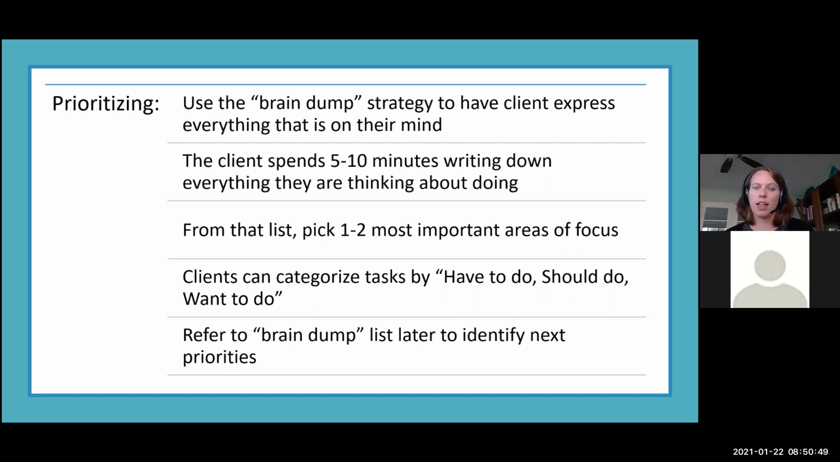Then looking through that list, picking what are the 1 to 2 things that are most important to focus on right now? What are the things that I need to really take care of first? For people who are more able to do that, you can go through the whole thing and categorize all of the activities that are on there.